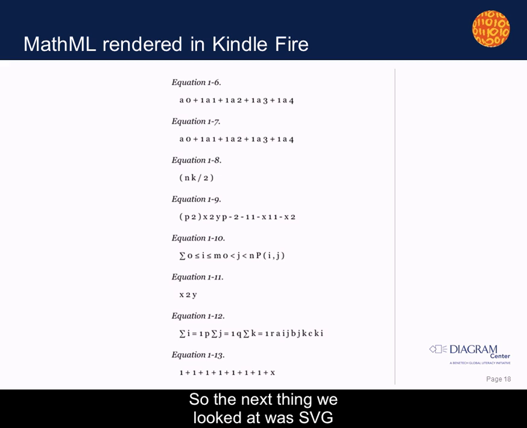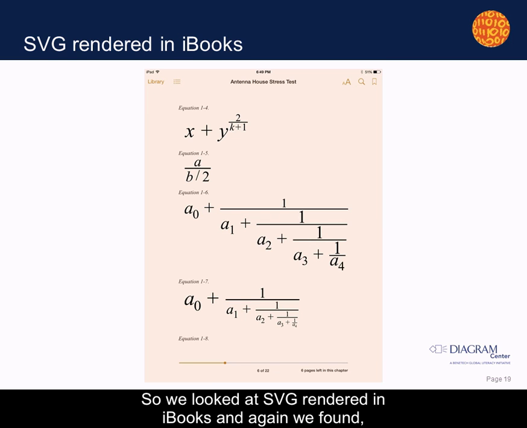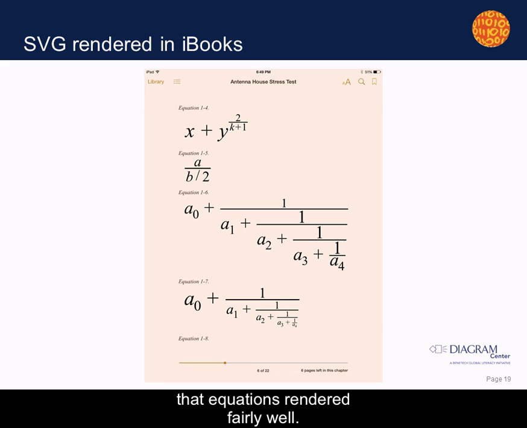So the next thing we looked at was SVG, because as Suzanne mentioned, it's a vector-based format, which is really great because equations will scale and not degrade in terms of pixelation at different sizes. And also, as Suzanne mentioned, there's the ability to embed accessibility text in it as well. So we looked at SVG rendered in iBooks, and again we found, as you see in this screenshot here, that equations rendered fairly well. Actually, MathML rendered a little bit better, but these are completely readable in SVG, and we thought perhaps this is a viable option. With some tweaking, we could embed SVG in our ebooks across the board.